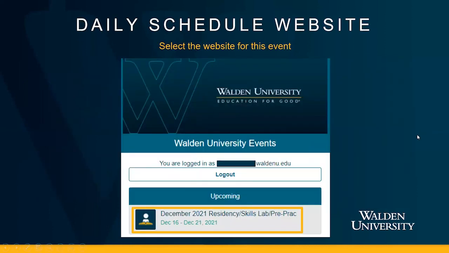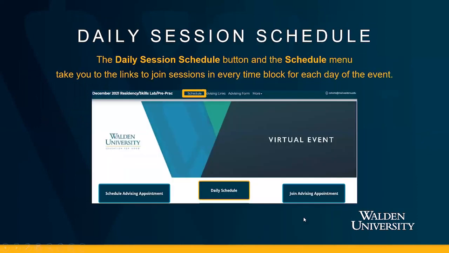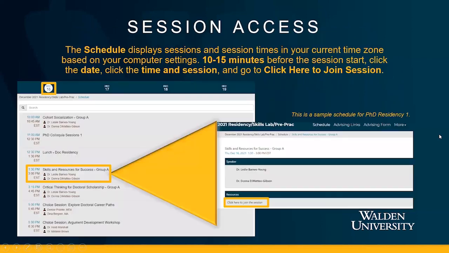Once you have logged in, you will select your residency in the list of upcoming events. Once you've logged into the Daily Schedule website, you'll see the option to click on the daily schedule from that home page and also from the top of the toolbar. You'll then see the full schedule of all of the sessions for your residency experience. When looking at the session times, please note that they will display in the current time zone based on your computer settings.